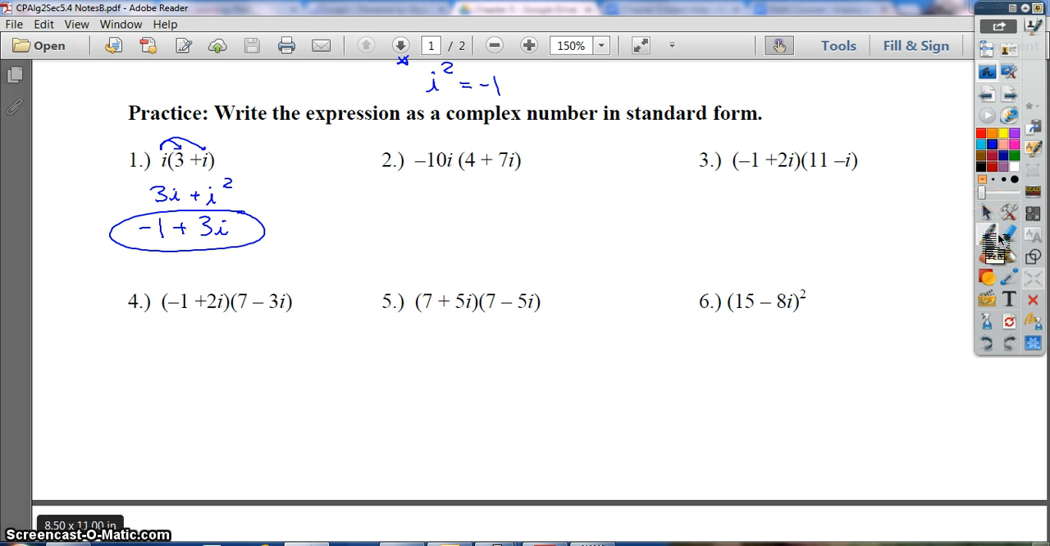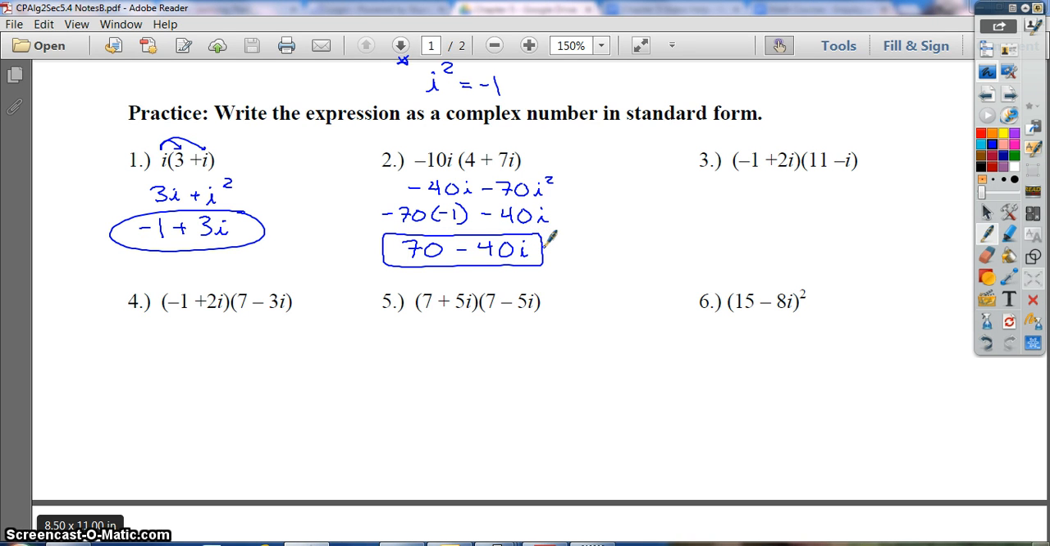Okay, guys, picking up with number 2, I'm going to distribute negative 10i in here, so it'll be negative 40i minus 70i squared. Now remember, i squared is negative 1, so this is actually negative 70 times negative 1 minus 40i, which is then going to be positive 70 minus 40i. And we can stop at that point.